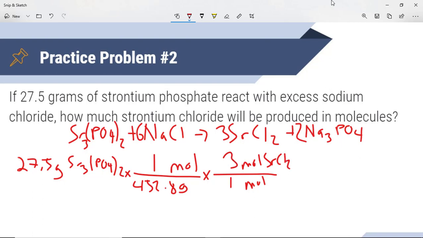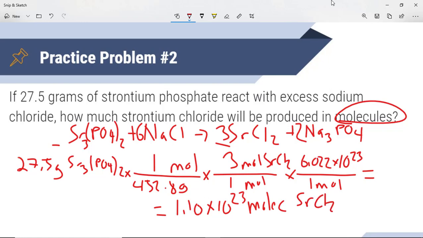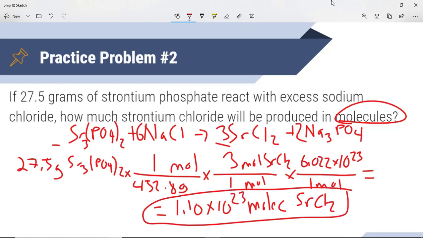That's 1 to 3. Again, coefficients of your balanced chemical equation. And it's asking for it in molecules, so we're going to use Avogadro's number here. And we just plug into our calculator and solve. 3 sig figs in our answer, so we have 1.10 times 10^23. Should use proper units, molecules of SrCl2. Again, same stuff we've done before, same stuff we've done last year. All right, let's move on.